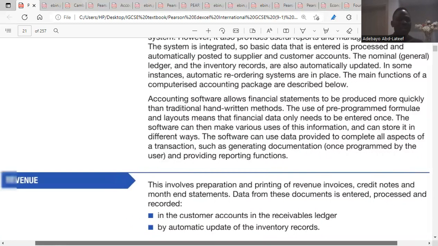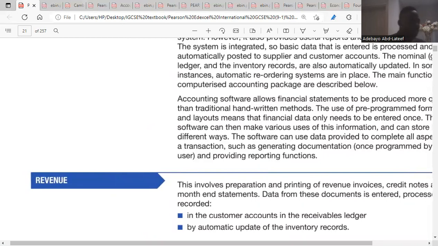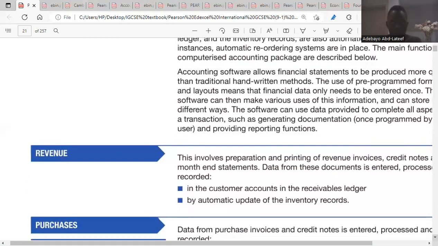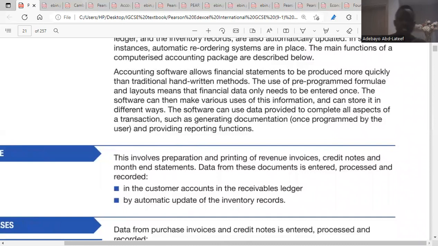So how do we use accounting software for the different functions? The use of technology with different items of the financial statements. We start with the revenue. You know what revenue is? The amount of money you make through the sales of your product or through the services you render. So how do you use accounting software here? This involves preparation and printing of revenue invoices, credit notes, and month-end statements. Data from these documents is entered, processed, and recorded in the customer account in the sales ledger, with automatic update of the inventory record.